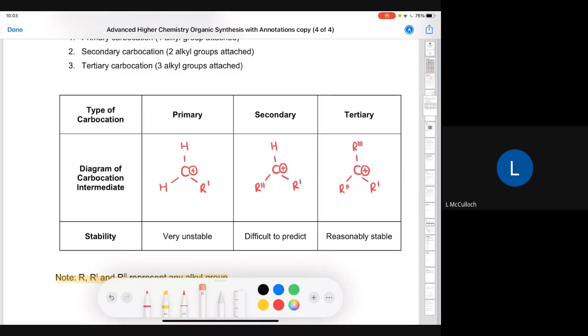Okay. Now, we are going to be looking at carbocations a lot. We'll look at them when we go on to look at mechanisms for addition reactions, which we're going to go on to look at the first of 3 in a minute. And then we will also look at them when we look at mechanisms for nucleophilic substitution reactions. So it's well worth getting familiar with these carbocations and their stability. Okay.